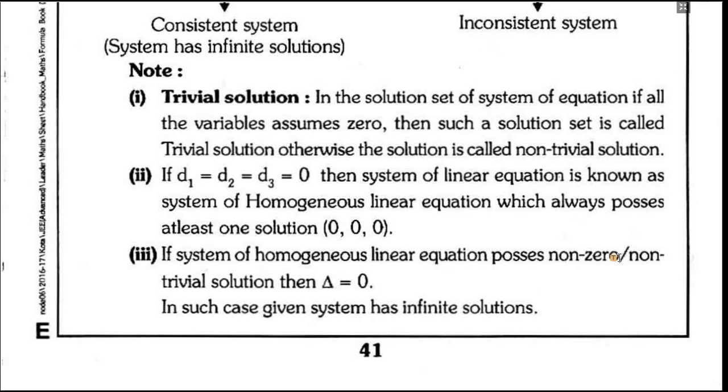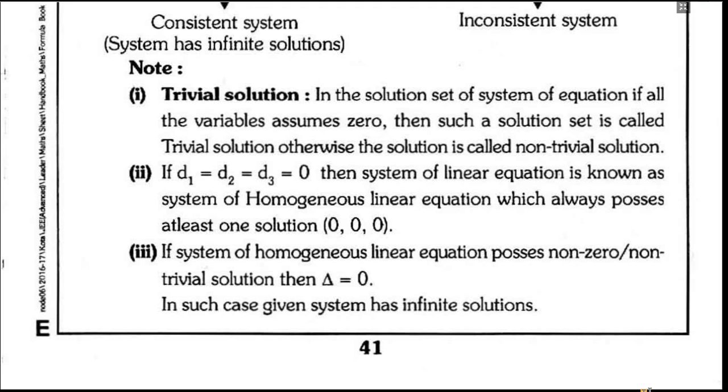If d1 equal to d2 equal to d3 equal to 0, then the system of linear equations is known as a system of homogeneous linear equations, which always possesses at least one solution, that is 0, 0, 0. If a system of homogeneous linear equations possesses a non-zero, non-trivial solution, then the determinant equals 0. In such a case, the given system has infinite solutions. These are some predefined criteria which you must remember.